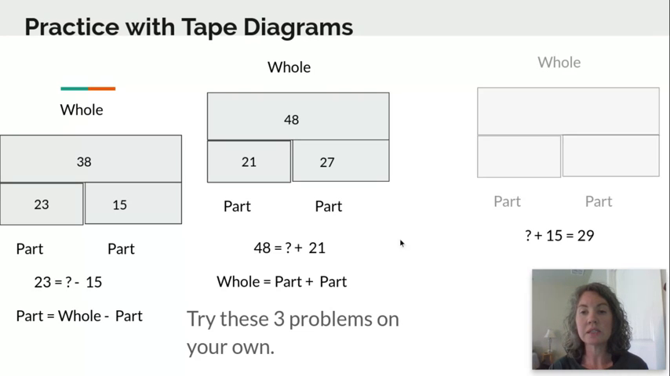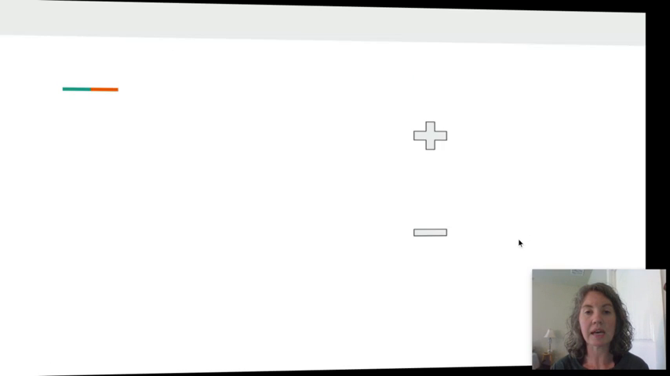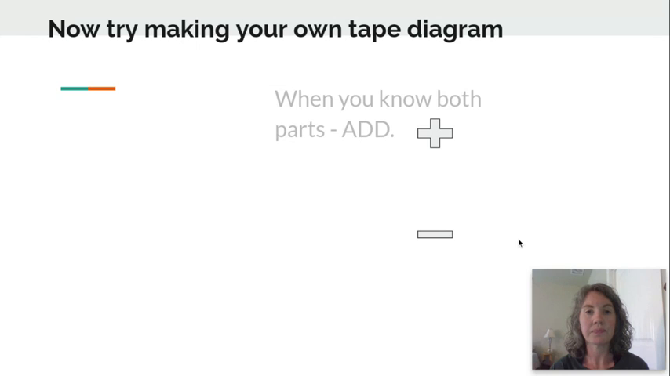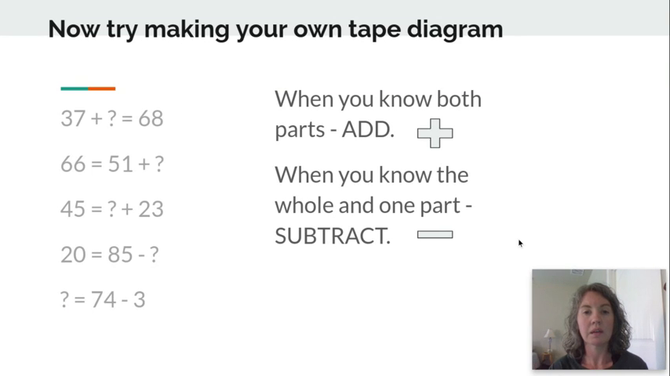Okay, so in this equation, I have something plus 15 equals 29. That means the 29 is going to be my whole, and these two numbers are my parts. So 15 and 14 would be my parts. Okay, so use that strategy to help you figure this out. Remember that when you know both parts, you're going to add, and when you only know one part and one whole, you're going to subtract. Give these a try, pause it.